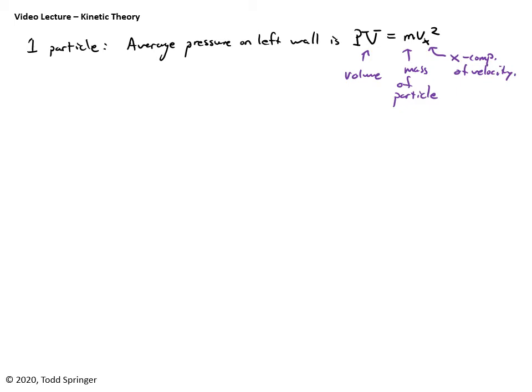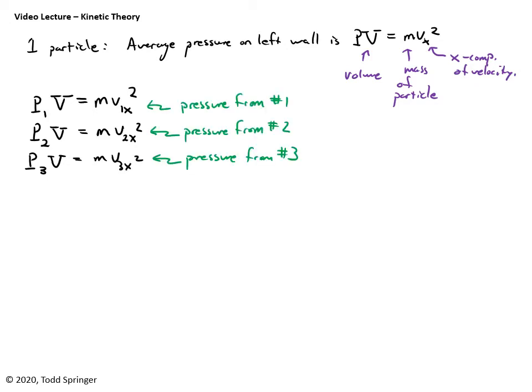Well, I just need to think about the pressure caused by each one. So I would have something like this. P1, that's the pressure for particle 1, times V would be equal to mv1x squared. And I'm going to assume the masses are the same for all of them, just to make my life easier. And then the pressure from the second particle would be similar, mv2x squared. And the pressure from the third particle would be mv3x squared. So the pressure from each one depends on the mass of each one times its x velocity squared.